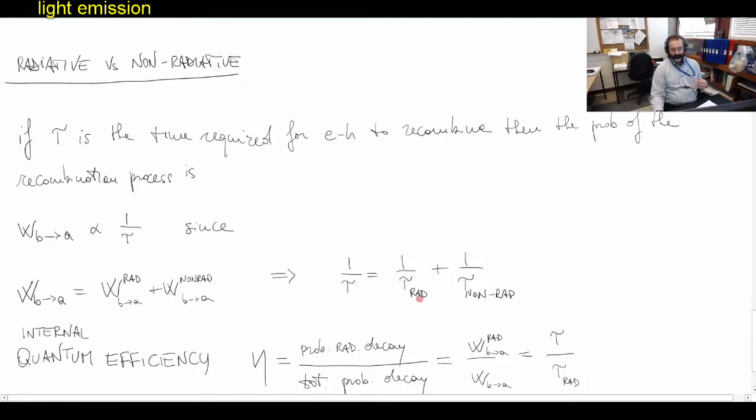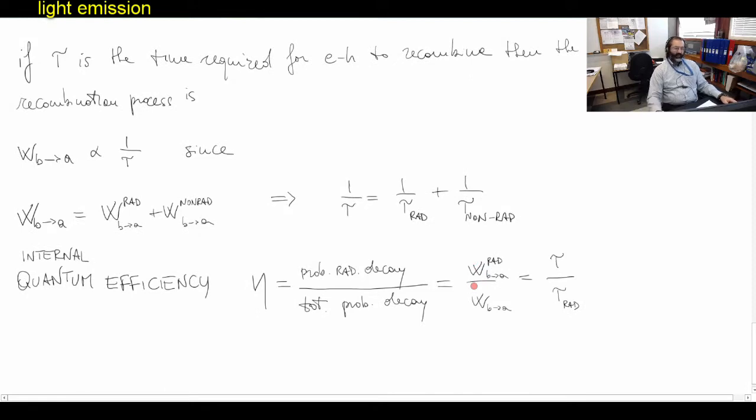So we are effectively saying here that radiative processes have a specific lifetime. The electron hole pairs that undergo radiative recombination have a specific lifetime, while those that go through a different path obviously have a different lifetime. And we conclude this part by defining the so-called internal quantum efficiency of a semiconductor, which is indicated by the Greek letter eta.